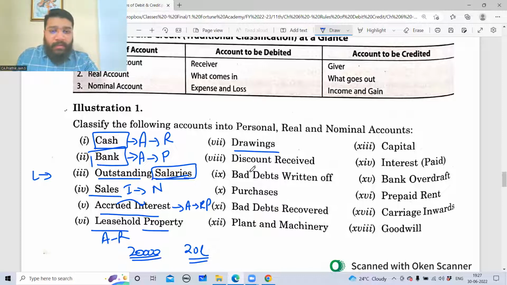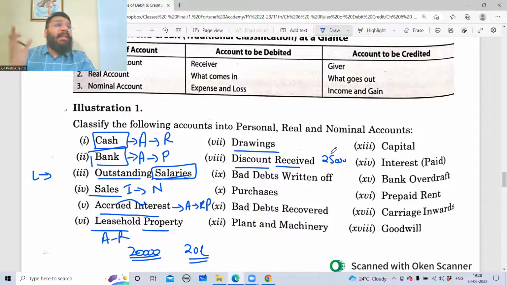Vishti, clear? Next, discount received. You go to a shopping mall. You purchase clothes worth 25,000 rupees. If you buy 25,000 worth of clothes, there is a voucher of 5,000 rupees. If that voucher is not there, you'll have to pay 25,000. If you have a discount voucher, you will be saving 5,000 rupees. So you're getting a discount of 5,000 rupees. That discount of 5,000 rupees, is it not a gain for you?